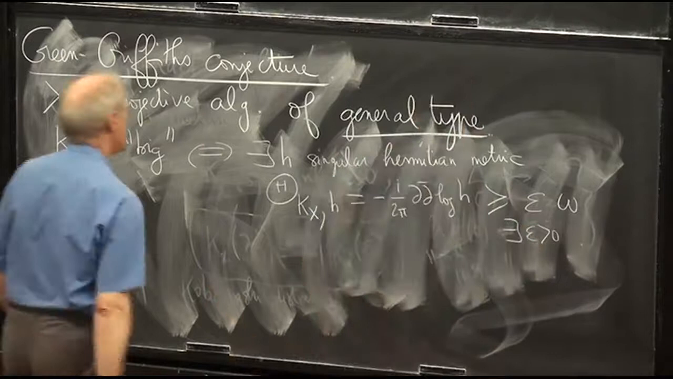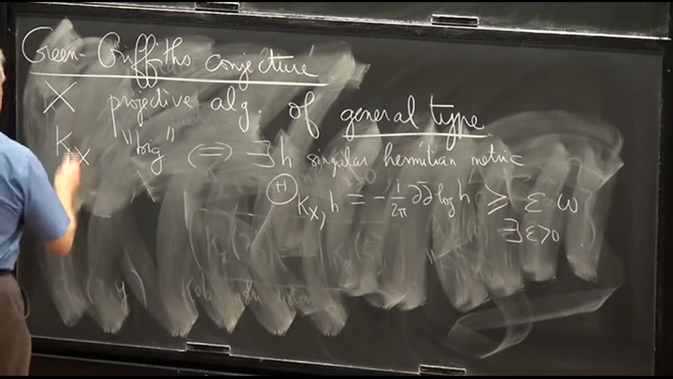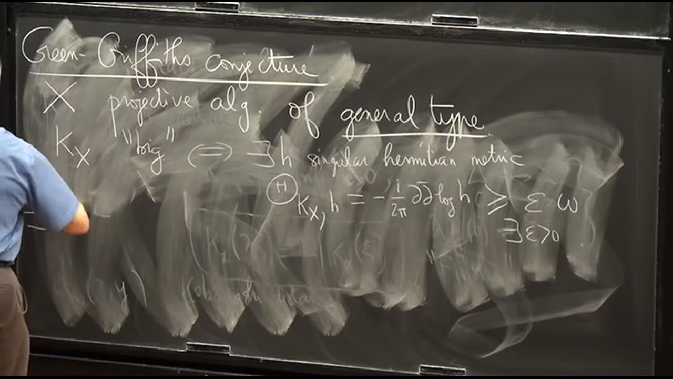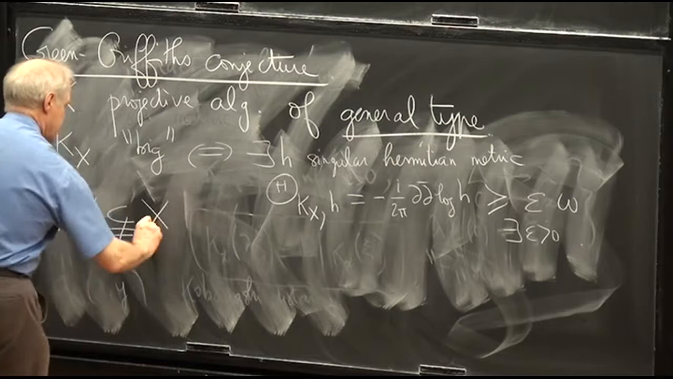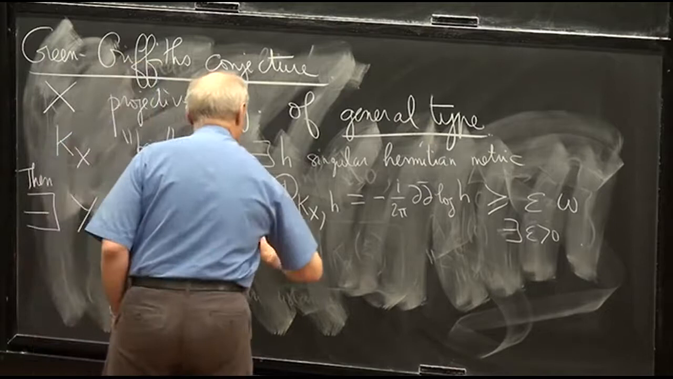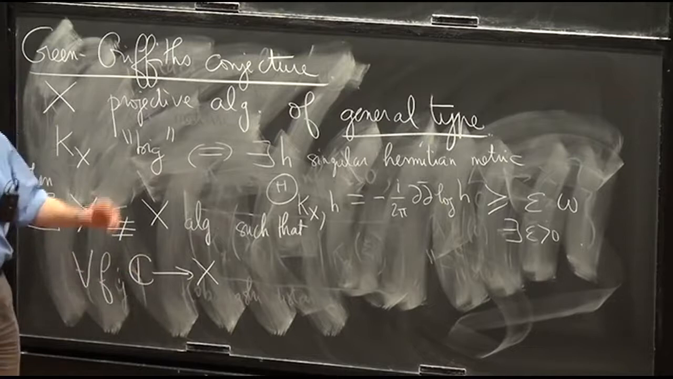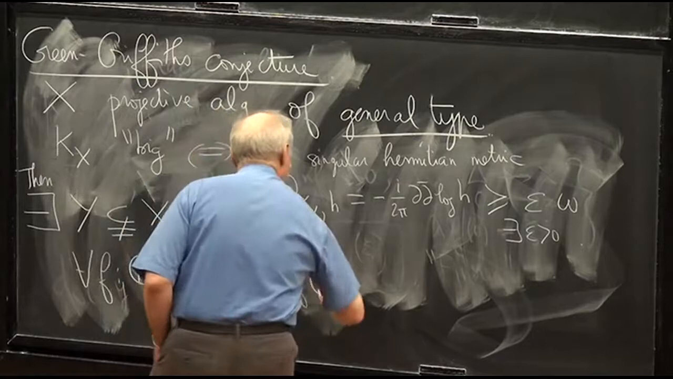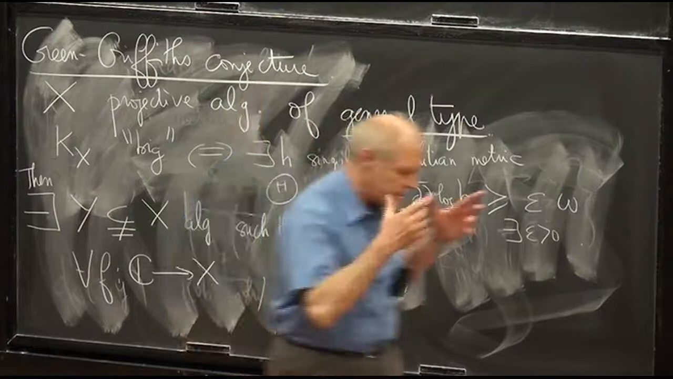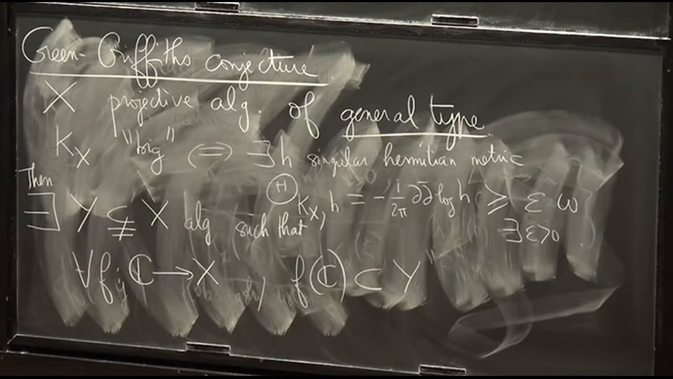Okay. Then, under this condition, the conjecture says that there exists a proper algebraic variety Y in X such that for every entire curve, so I will not repeat, holomorphic non-constant, then it must lie entirely in this given algebraic locus. So there is a proper algebraic locus which contains all entire curves.